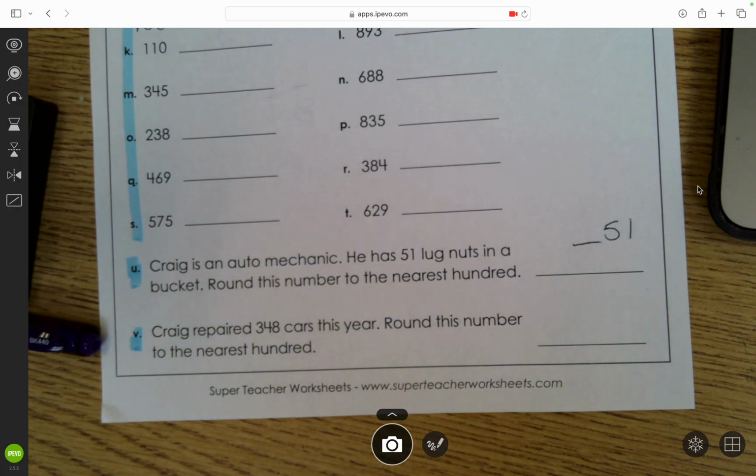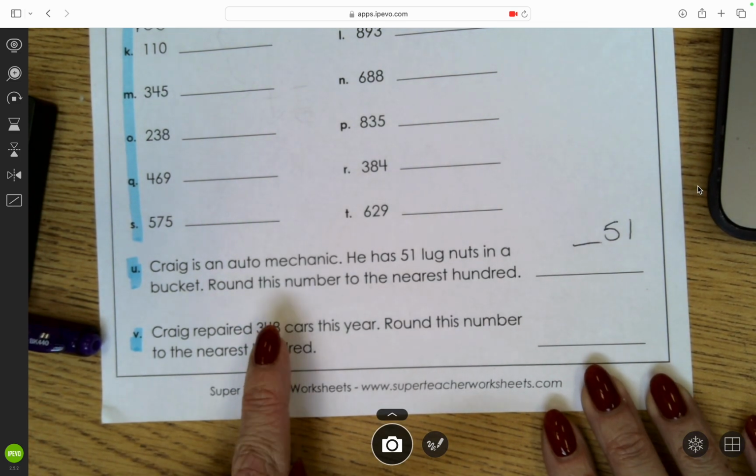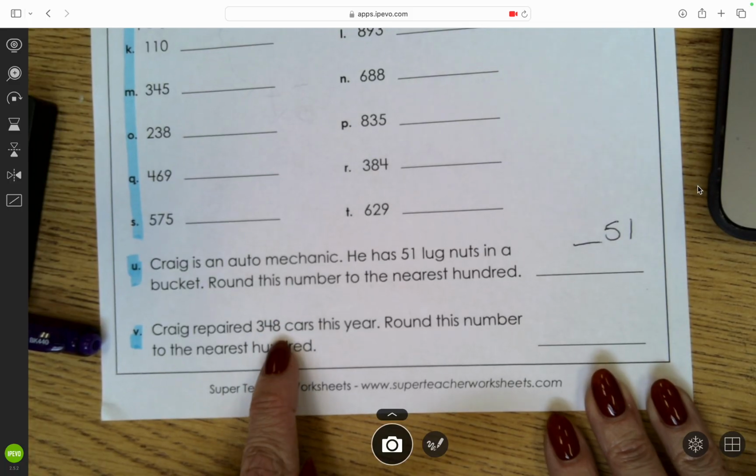The letter V. Craig repaired 348 cars this year. Round this number to the nearest 100. So we're rounding 348 to the nearest 100.